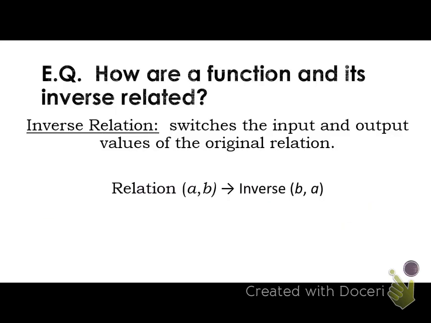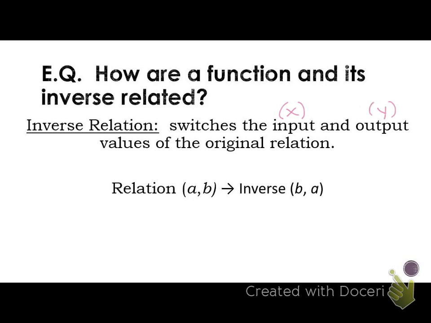Okay, so you've got some blanks to fill in on your notes, so go ahead. It's an inverse relation. Inverse relations switch the input and the output values of the original relation. So you are basically switching your input values and your output values. Now, what variable represents our input values? Okay, and you can put that into your notes if you'd like. And what variable represents your output?